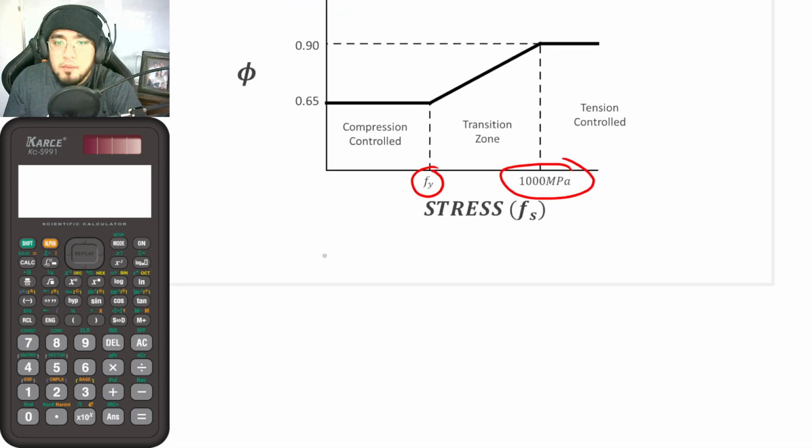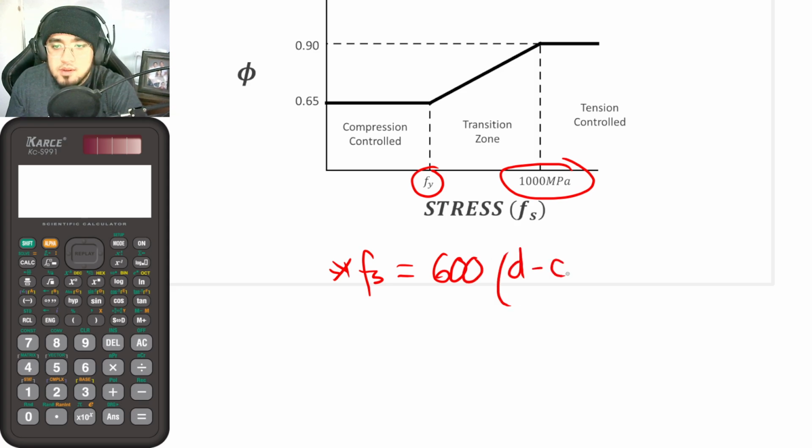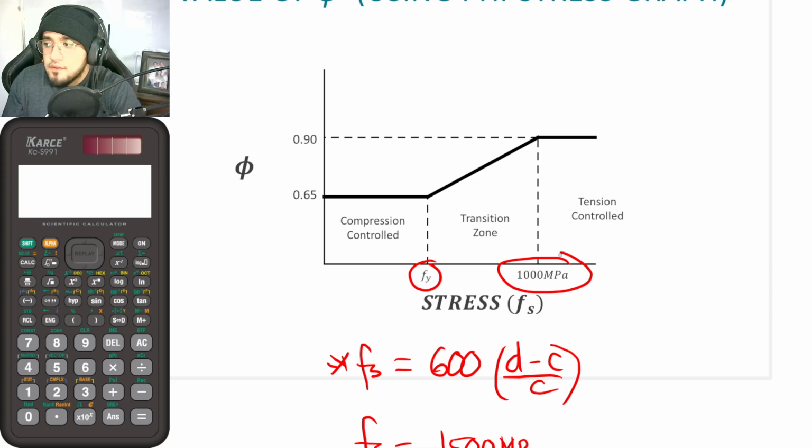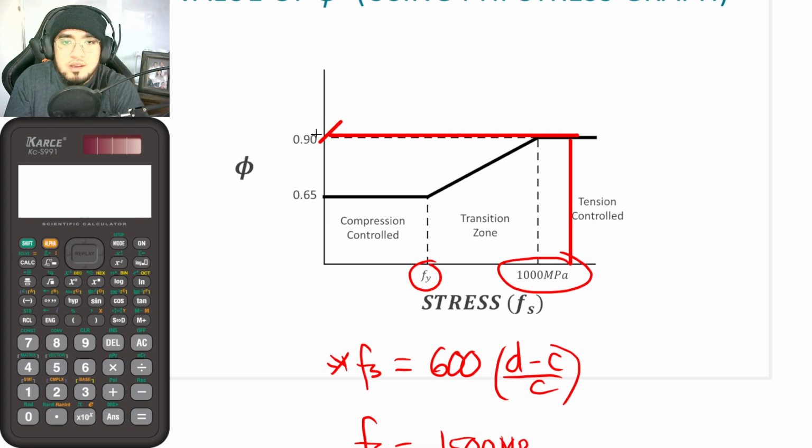So if you can remember, for Fs, that is equal to 600 times (d minus c) over c. So, for example, you have solved for an Fs equal to, let's say, 1,500 megapascal. Meaning that in this case, your Fs region is located here. So it is, of course, greater than 1,000 megapascal. And if you project it vertically upwards, your phi is 0.9.